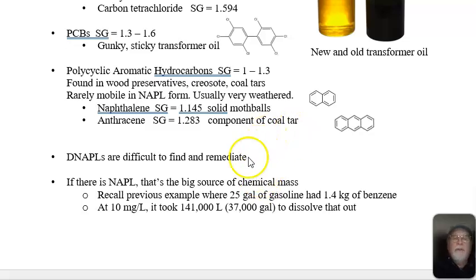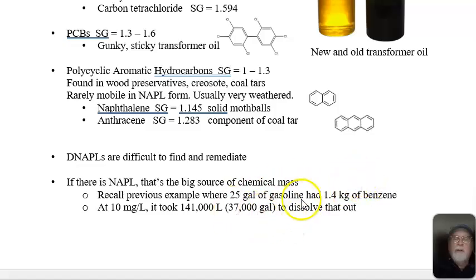So if there is NAPL there, LNAPL or DNAPL at your site, that's a big source of the chemical mass. So I mentioned these examples we did before, where 25 gallons of gasoline, even though it's only 1% benzene, you get a kilogram and a half of benzene out of that. That's dissolving out at 10 milligrams per liter. It's going to take 37,000 gallons to dissolve that out.